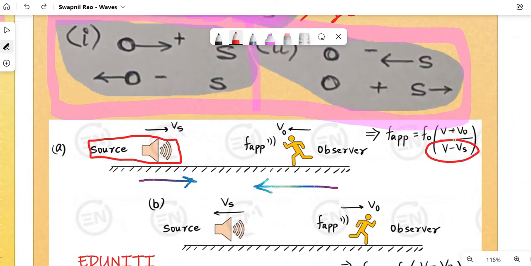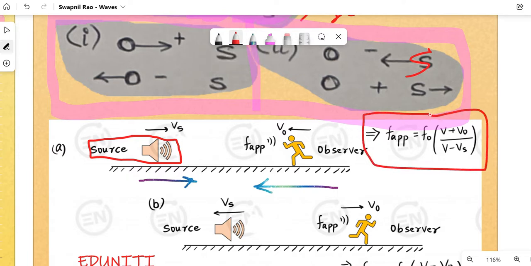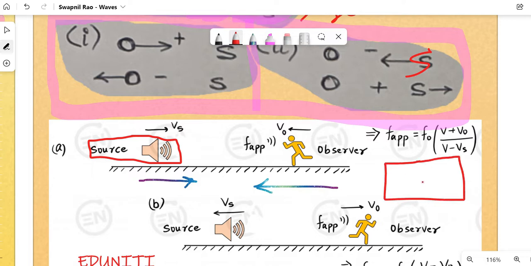Now for the bottom part, we have to check what is happening with the sound. The sound is moving towards the observer. So let's go back to my sign convention. When the sound is moving towards the observer, it will always be negative. So V minus Vs. So this would be the formula, and I will just put a box like this, because you have to apply it for these two cases to get a basic understanding of how to apply the formula. So I hope you understand.